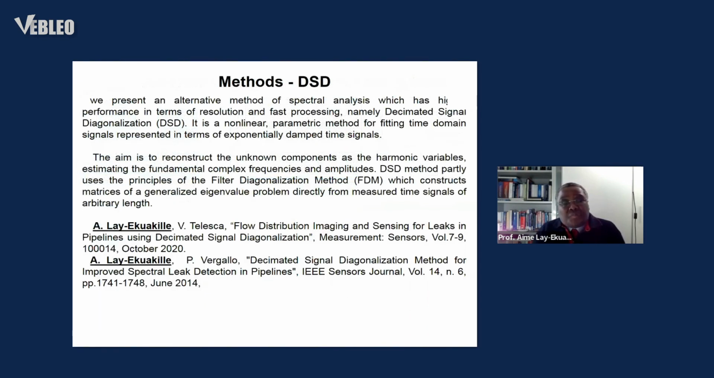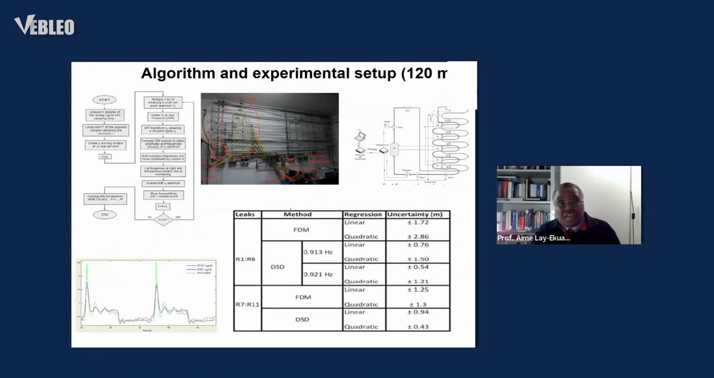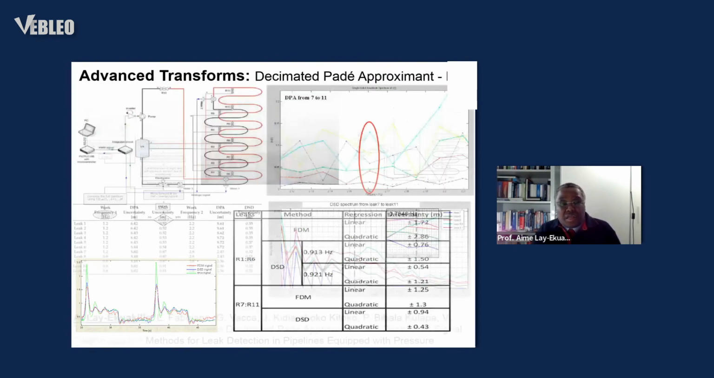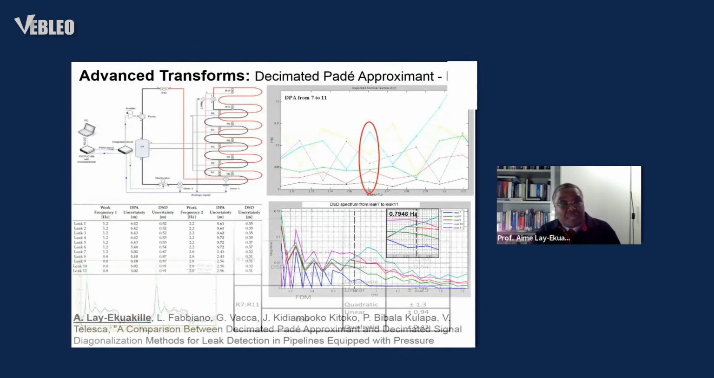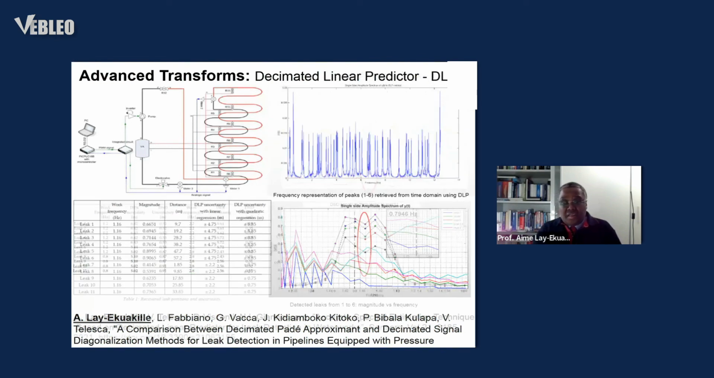We also make a comparison with the decimated signal diagonalization. The results of DSD, we can see also that in some cases they are close to FDM, and this is a further algorithm based on DPA we used in the leak detection.